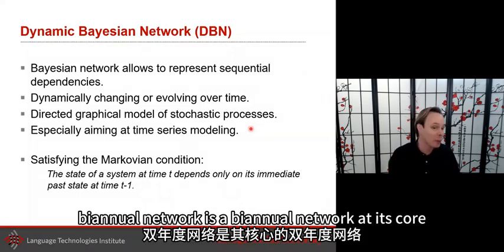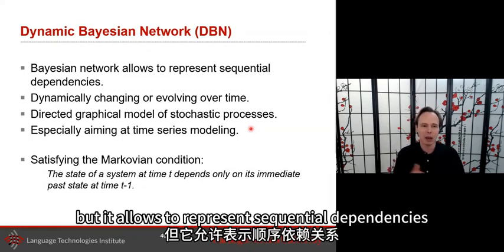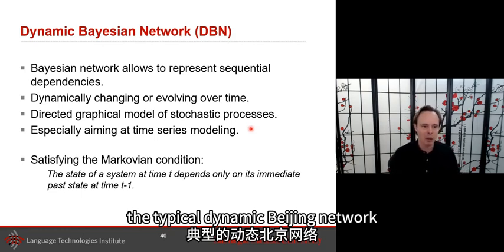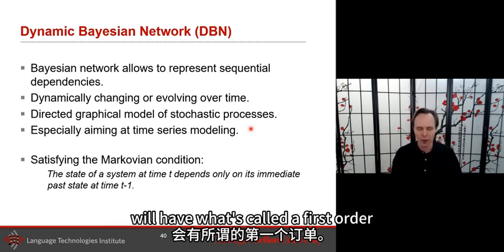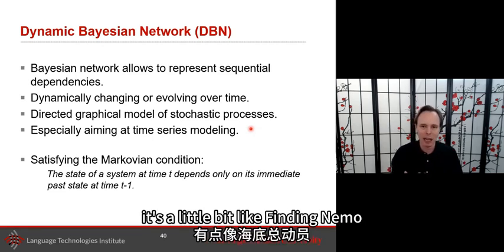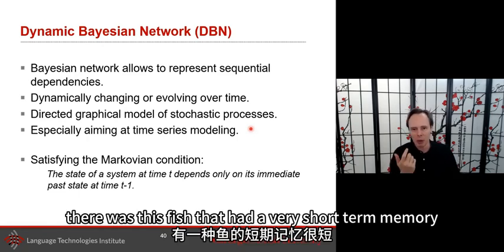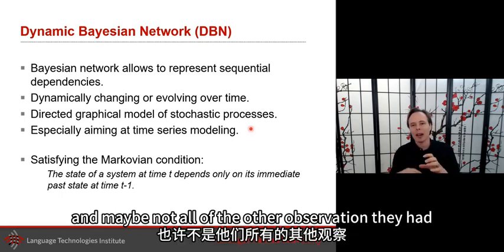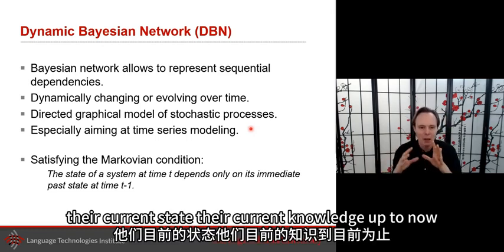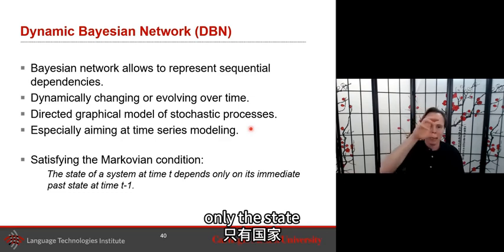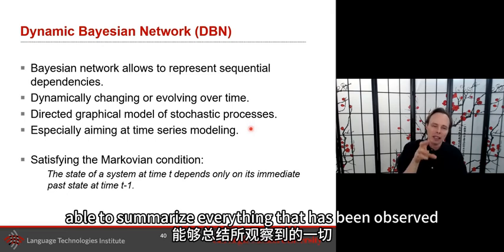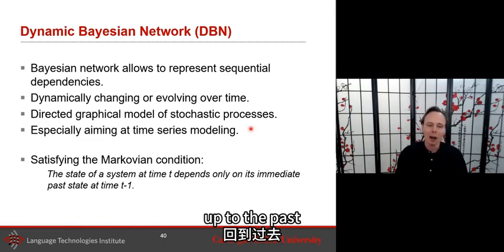So the dynamic Bayesian network is a Bayesian network at its core, but it allows you to represent sequential dependencies, or temporal if your data is temporal. The typical dynamic Bayesian network will have what's called a first order Markov assumption. Sometimes I make the joke, it's a little bit like Finding Nemo, where there was this fish that had very short-term memory. It only remembers its current state and not all the observations it had previously. They have their current knowledge up to now, but the previous observations are forgotten. Only the state is remembered. That means the current state has to be able to summarize everything that has been observed up to the past. That's the first order.